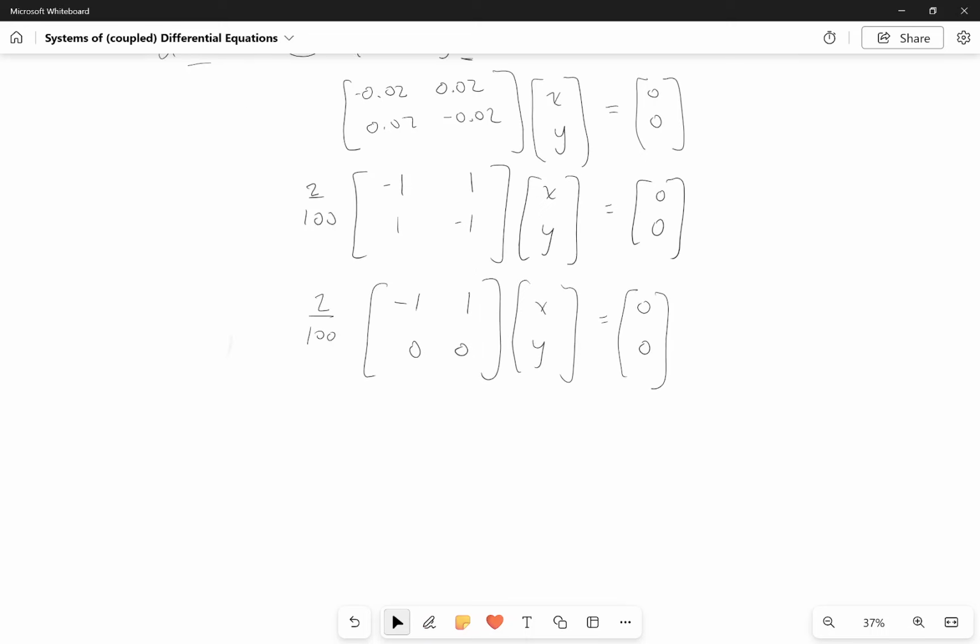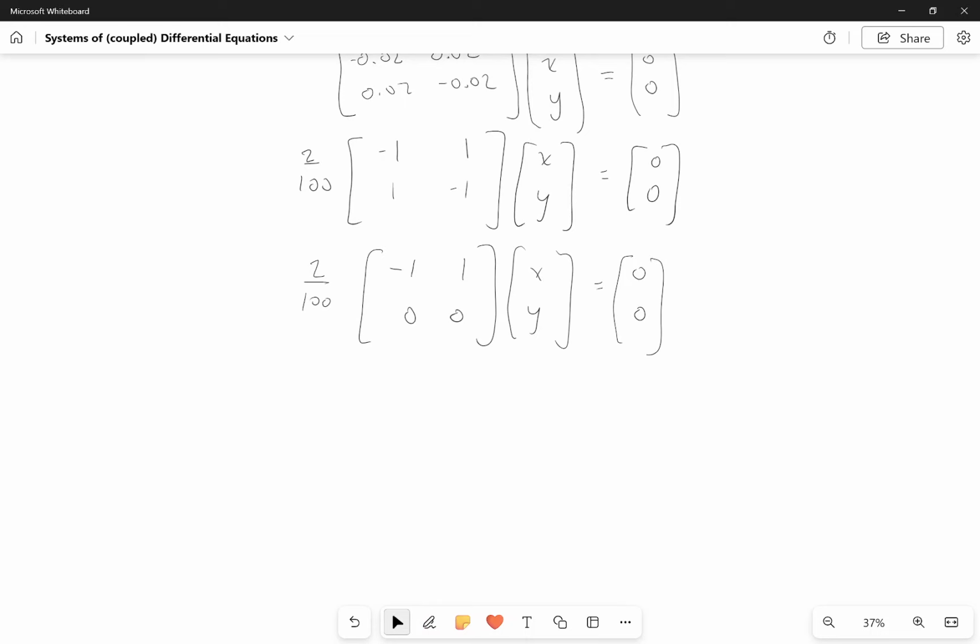Okay, so what this means, now 2 over 100, you can multiply both sides by 100 over 2. Well, we can multiply both sides of this equation by 100 over 2. So really, we don't even care about those two. What we have is negative x plus y equals 0, right?